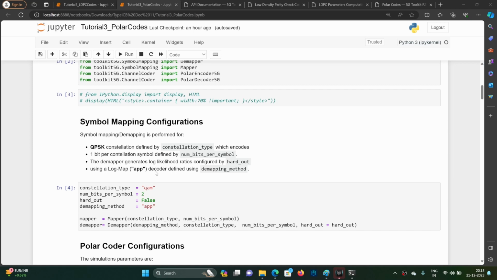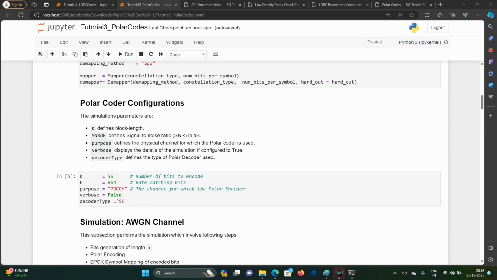Let us move on to the polar coding part. So what are the different simulation parameters that the polar coder requires? First we need to define the block length, then we have to define the rate matching bits, or to be more specific, the target bits, the total number of bits at output. And as I mentioned earlier, both the control channel, uplink and downlink, and the broadcast channel utilize the polar code. Therefore, the purpose states which channel the coding is being performed for, and verbose states whether you need the print statements to log the functioning. Finally, we have a successive cancellation decoder.